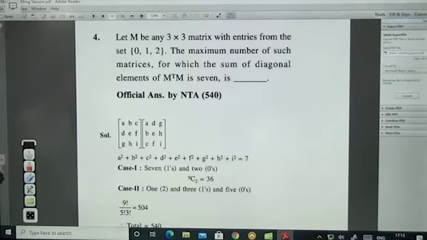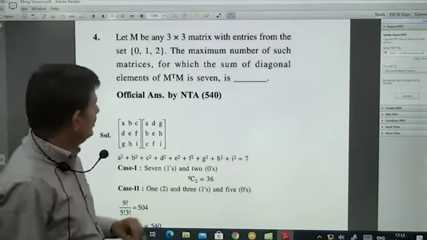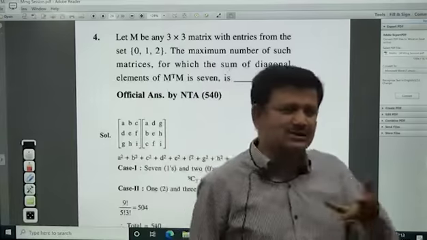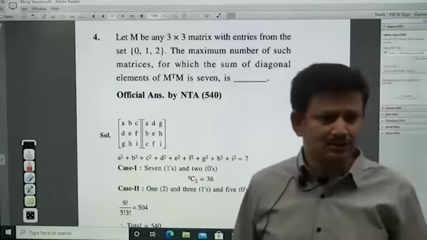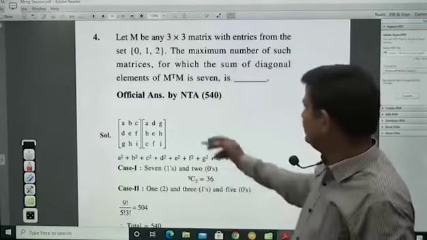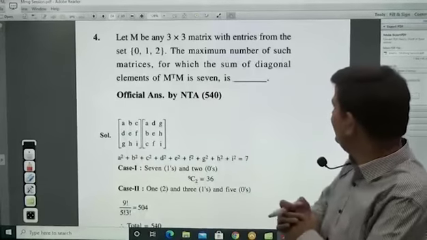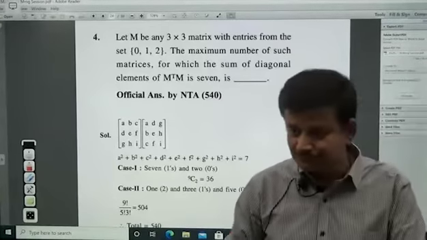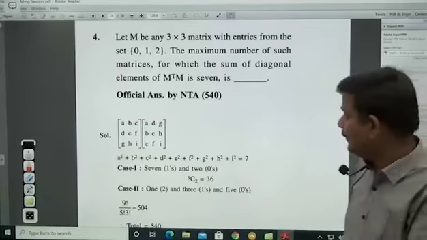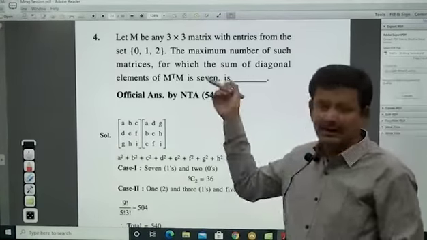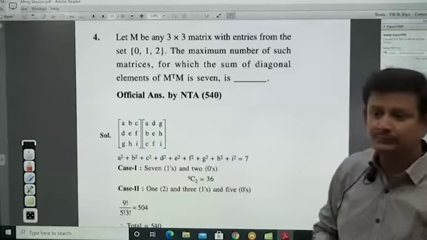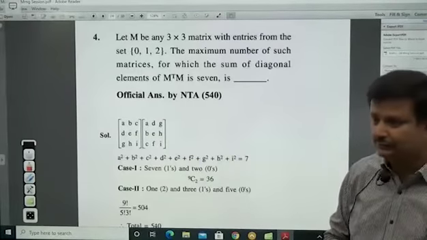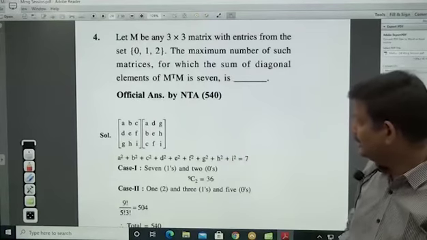Maximum number of matrices, with entries 0, 1, 2. So elements of the matrices are 0, 1, 2. So you just have to use permutation and combination. No other way. What is given? What is the condition on the matrix such that M transpose into M? M transpose into M, what will it be? Any matrix A transpose into A, what will it be? Sum of squares of all the elements or diagonal elements?